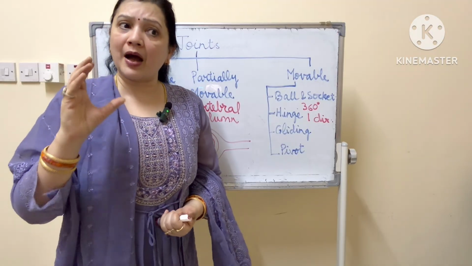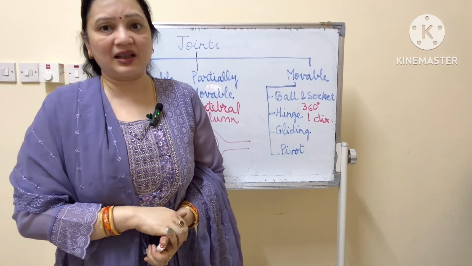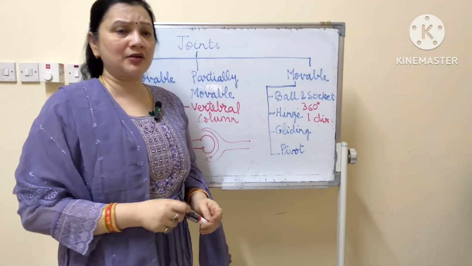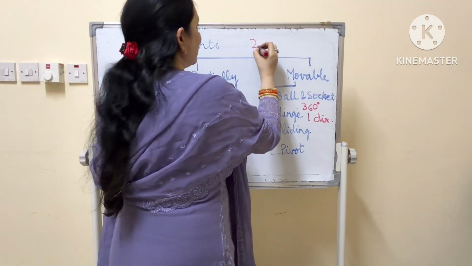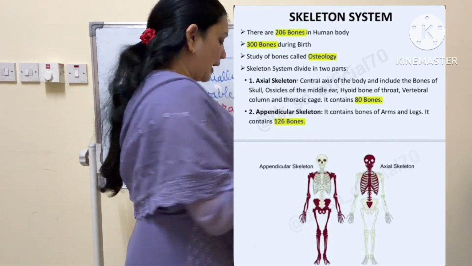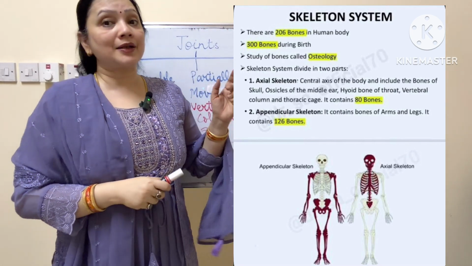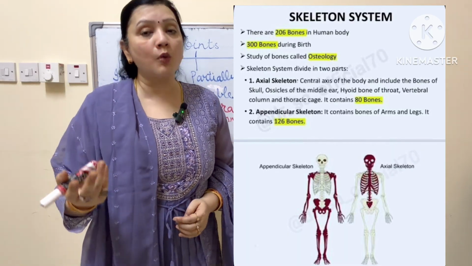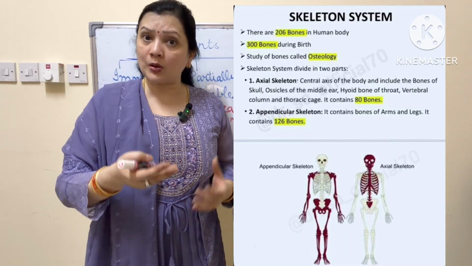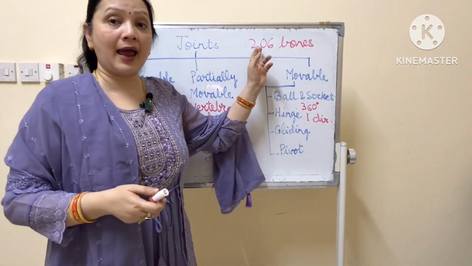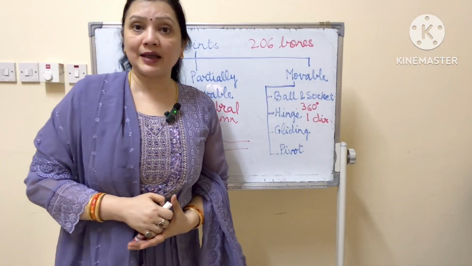After this, one paragraph on the skeletal system is given in your textbook. So let us study briefly the skeletal system also. Our skeletal system has 206 bones. An adult human being has 206 bones. When a child is born, the number of bones is more. But as the child grows, some of the bones fuse together and adults have only 206 bones.